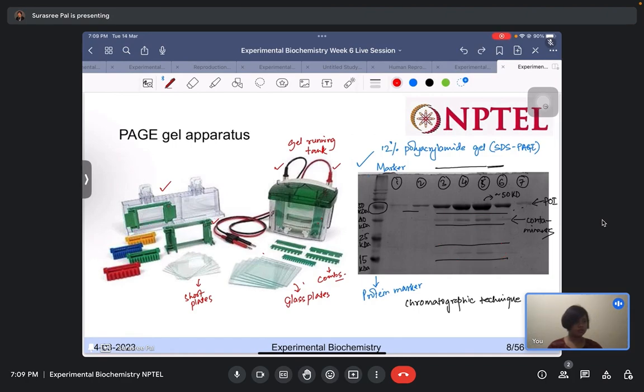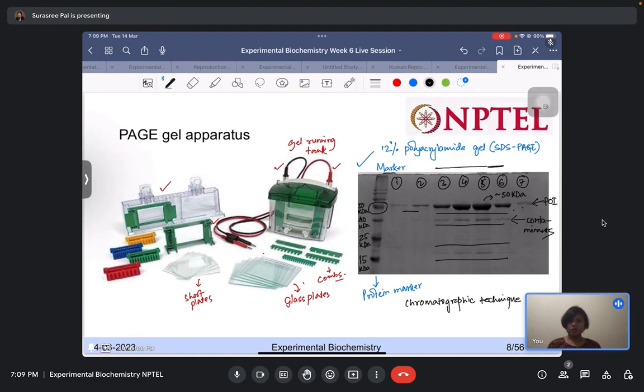So by this visualization method, which is the SDS page, we can determine the molecular weight of our protein, and we can also check the purity of our protein. If there are other contaminant bands, then we can say that our protein is not very pure. If there are not many contaminant bands, or no contaminant bands, we can say that our protein is pure. So this information is also available after we run this page electrophoresis.